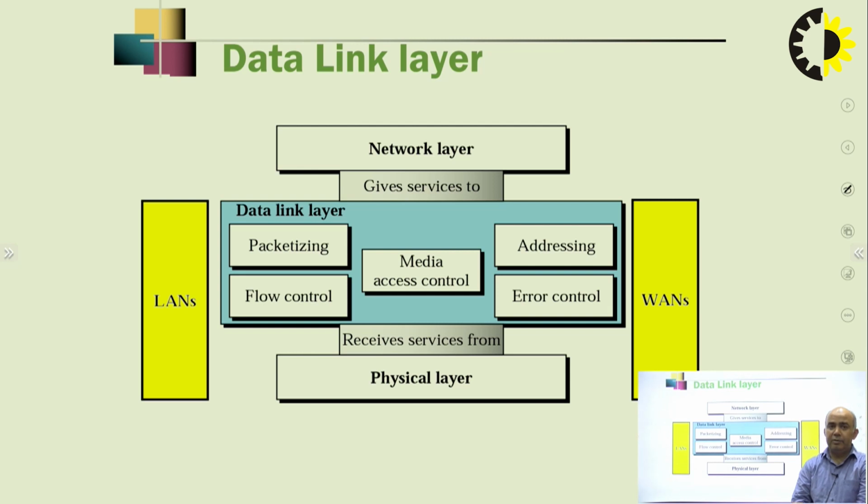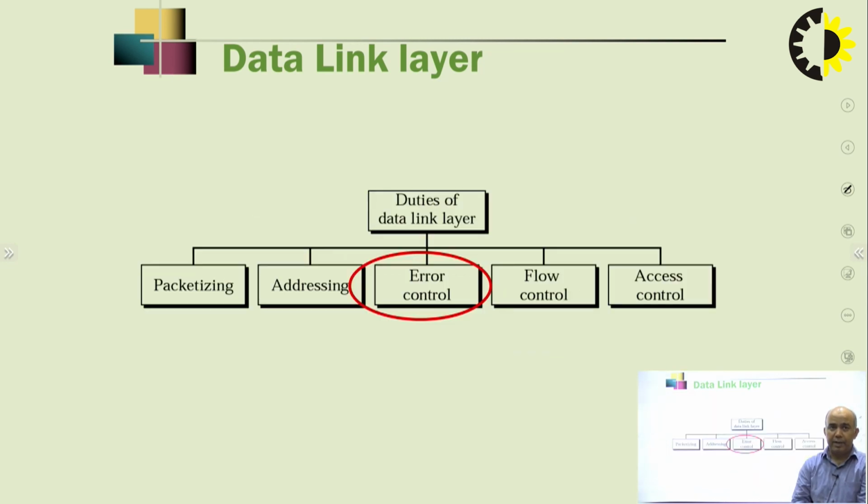We already know in the OSI model how the flow of control happens from the top layer to the bottom layer when sending data from sender to receiver. So, these are the duties: packetization, addressing, error control, flow control, access control. In this presentation we are focusing on error control, but before discussing that, let us discuss a few points regarding the duties of the data link layer, meaning packetization and addressing.